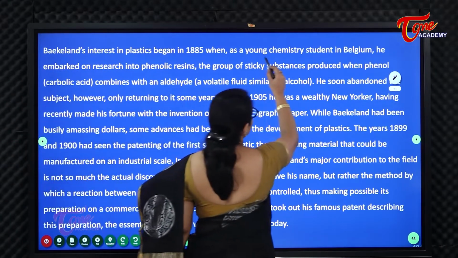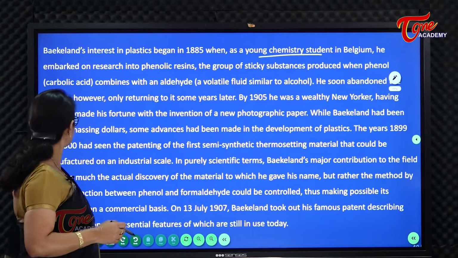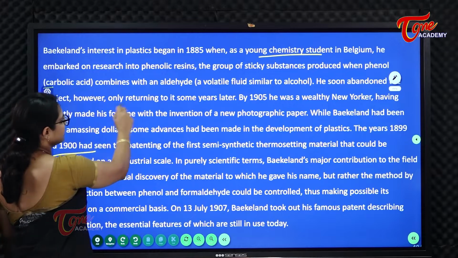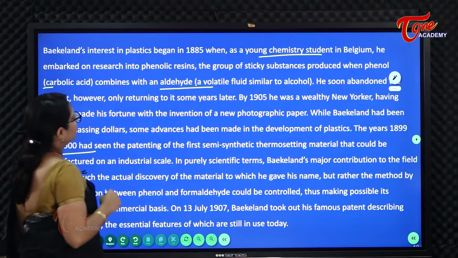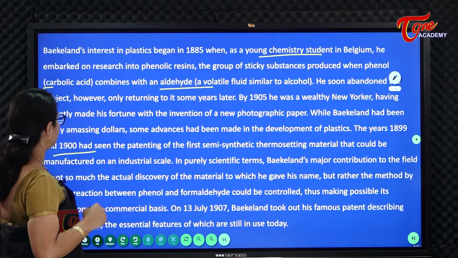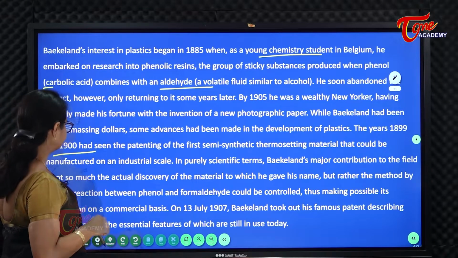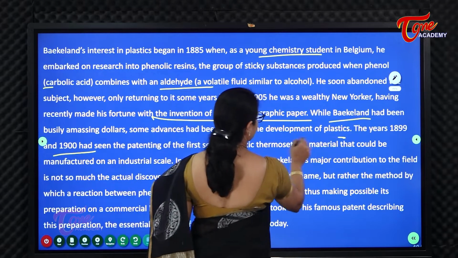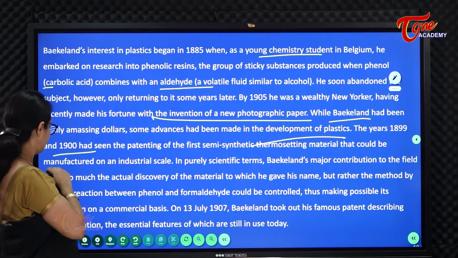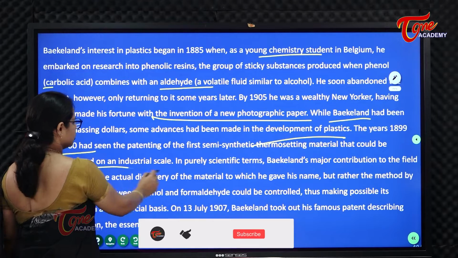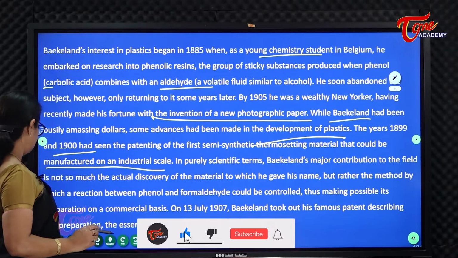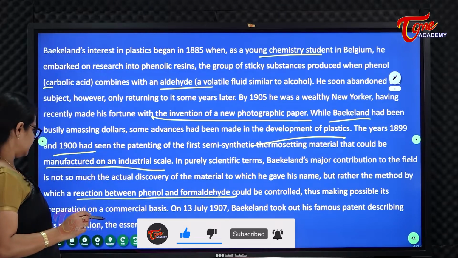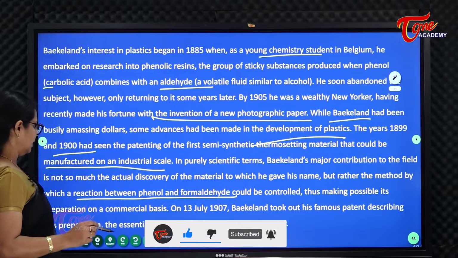Now, chemistry being the most important subject. All right, 1900 is another thing. Carbolic acid, aldehyde, a combination of a volatile fluid. That's something that you have to underline. Invention of photographic paper, Bakelite, development of plastics. All of these are very, very important. Manufactured on industrial scale. All right, reaction between phenol and formaldehyde. That is another thing. Okay.